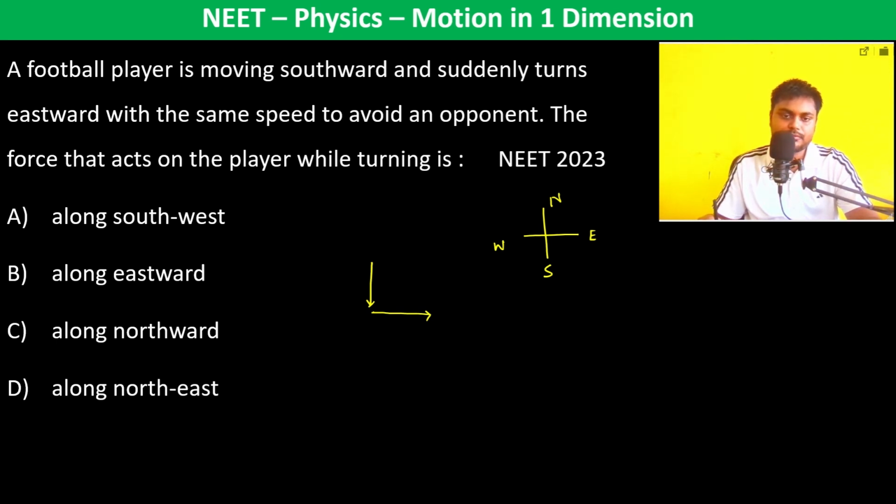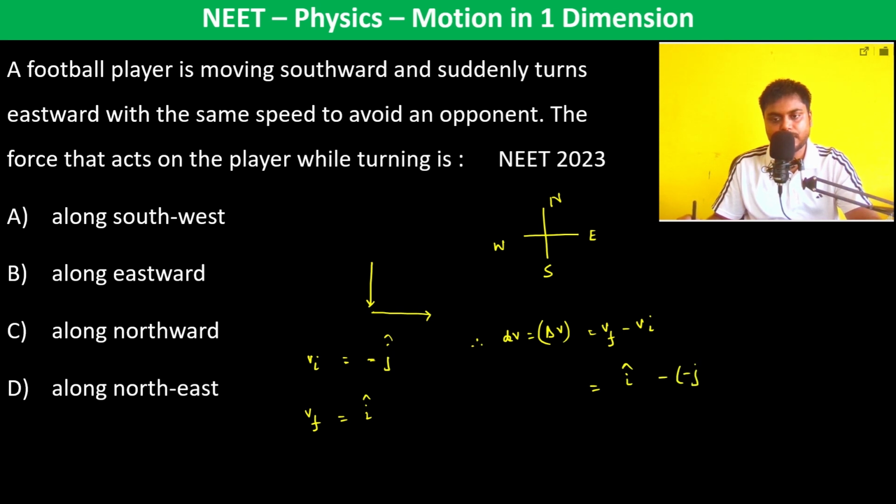so we can write the initial velocity is equal to minus j cap, final velocity is equal to i cap. So therefore dv, which is change in velocity, that is delta v, which is final velocity minus initial velocity, is equal to i cap minus of minus j cap, which is equal to i cap plus j cap.